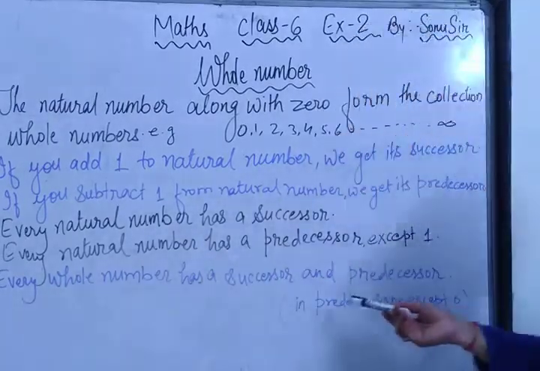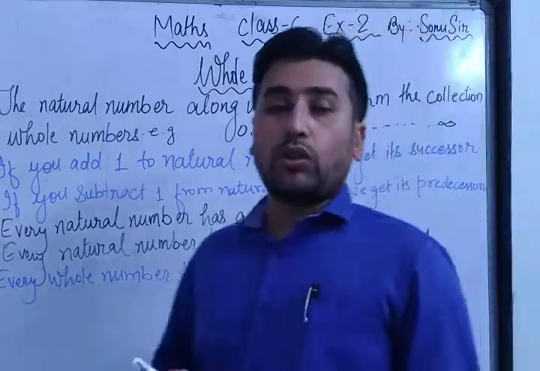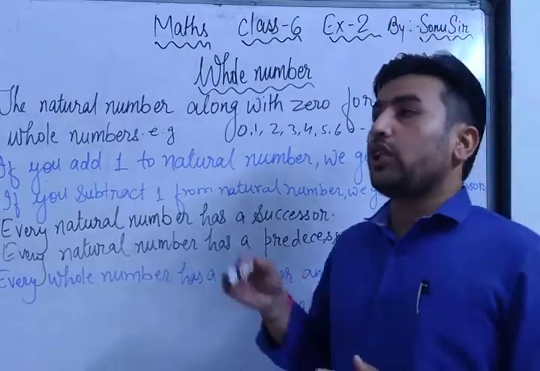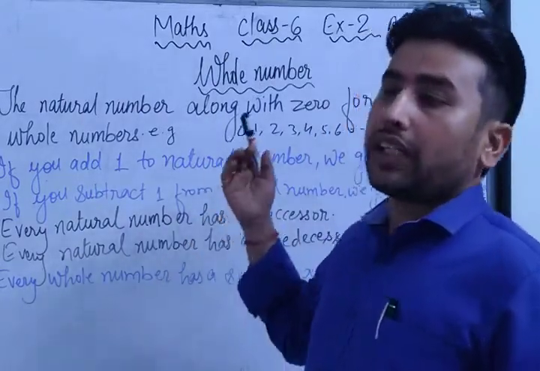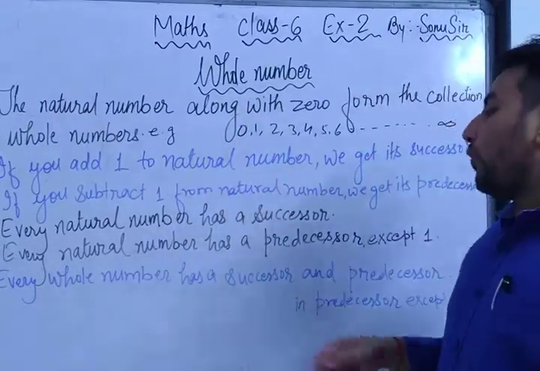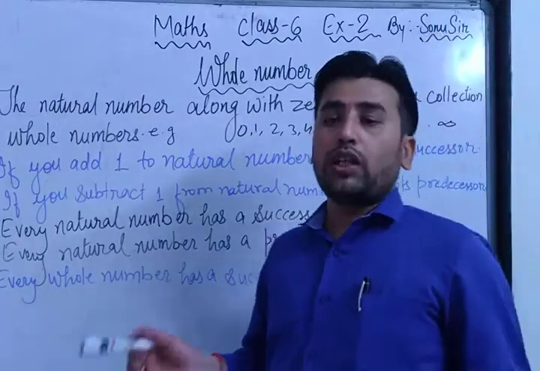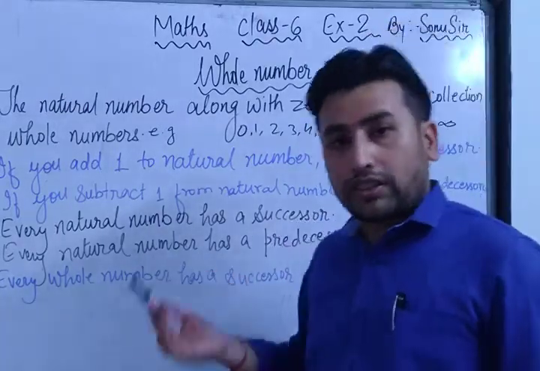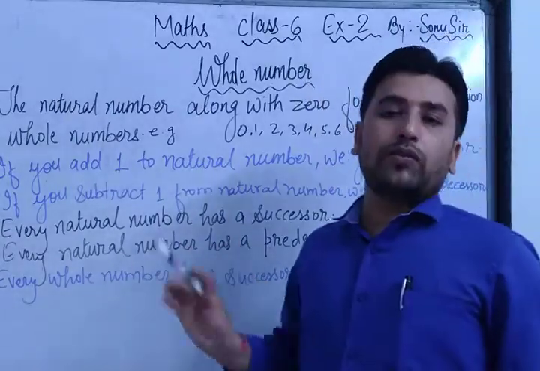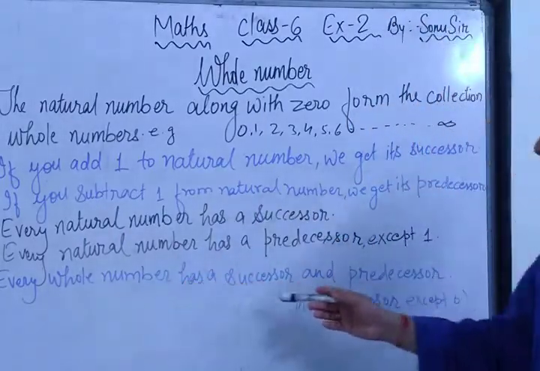Every whole number has a successor. Whole number means a number which starts from 0, means along with 0, the natural numbers are called whole numbers. Means 0, 1, 2, 3, 4, 5, 6, 7, 8, 9, 10 till infinity, it's a whole number. So if you want a successor of a whole number, 0 plus 1 is equal to 1, 1 plus 1, 2, 2 plus 1, 3, 3 plus 1, 4, 4 plus 1, 5. Similarly till infinity, infinity plus 1, infinity. So you will get all the whole numbers' successors.